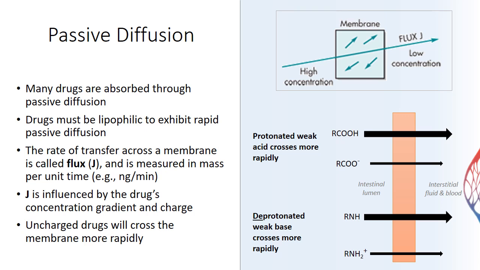Generally, neutral drugs are absorbed or diffused more easily into the membrane, and charged drugs are usually less likely to do that. If you look at the diagram here, a protonated weak acid is going to be neutral, so it has faster absorption. A deprotonated weak acid, particularly a carboxylic acid, will be negatively charged, so it'll be repelled by this hydrophobic membrane, so you have less absorption.